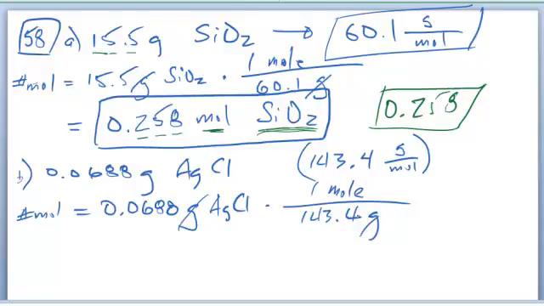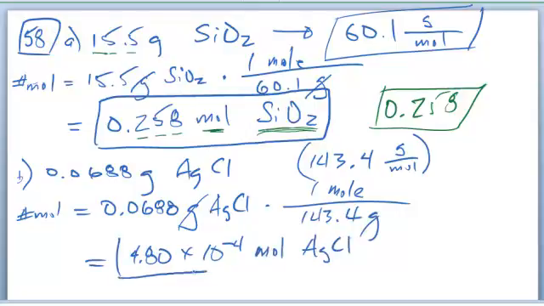Grams cancels, and for the answer, if we stand back, you're taking a very small mass and dividing it by a pretty big number. So you should expect the answer to be a very small number. And in fact, you end up with 4.80 times 10 to the minus 4, which is a small number, and the units are moles of silver chloride. Put a box around that. And there we go. Okay, so that's part B.